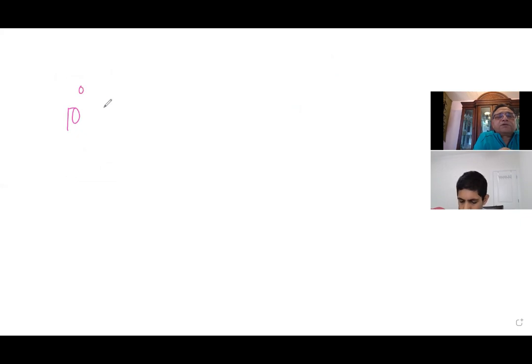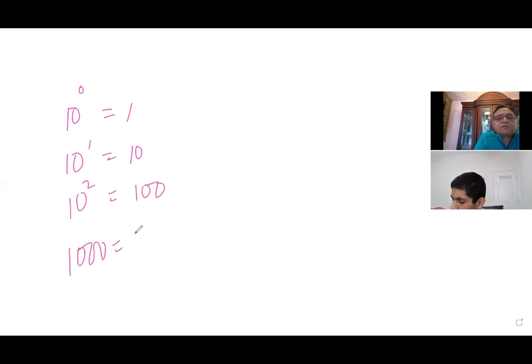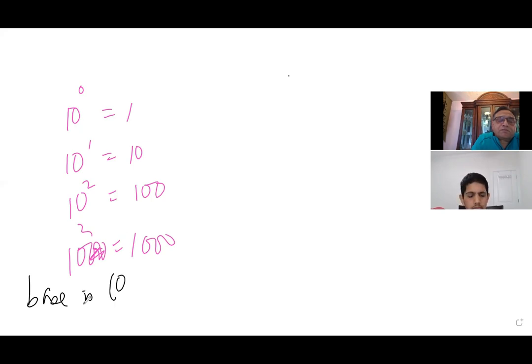So what is 10 to the power of 0 equal to? 1. 10 to the power of 3 is 1000. So the number of zeros in 10 to the power of n will give you all this, correct? What you understand here is that the base is 10. So we are saying 10 to the power of n will give me a number. Let's keep n as 6, which gives 1 million.